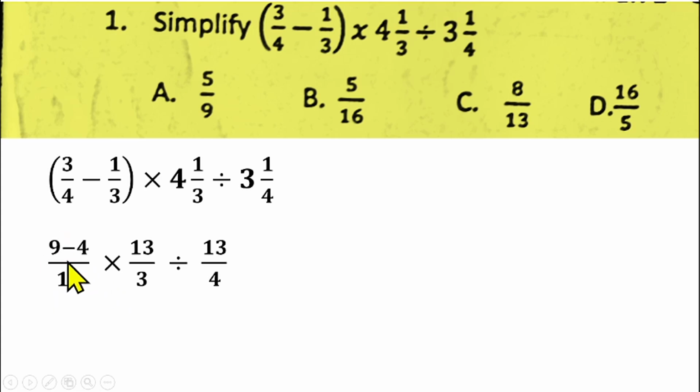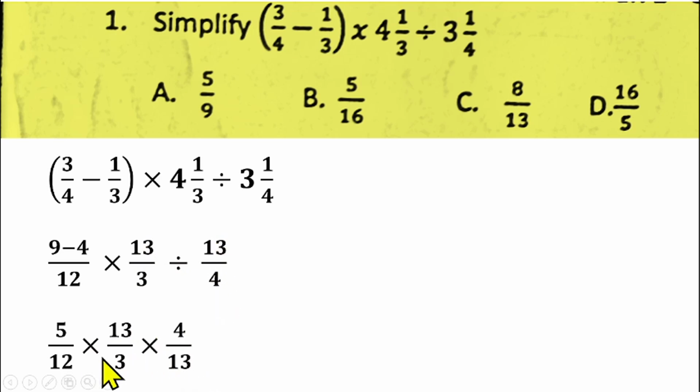And from there, if you simplify, 9 minus 4 will give us 5. So that gives us 5 over 12 times 13 over 3. Then we can change this division sign to times. So that means we invert this fraction. 4 will go up, 13 will go down. That will give us this.